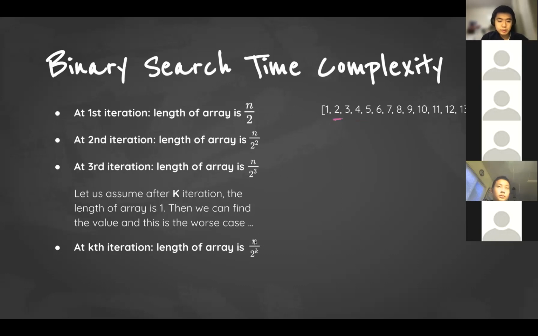And we keep going until we reach an n of 2. At the kth iteration, in this case, the worst case scenario, right? At the kth iteration, when there's only one value left, since we have kept splitting and splitting and splitting, we have n over 2 to the k power.